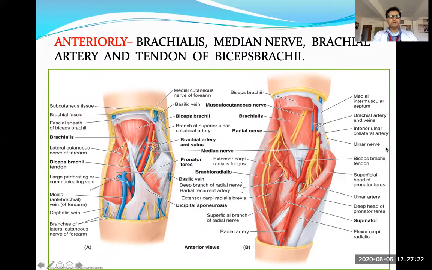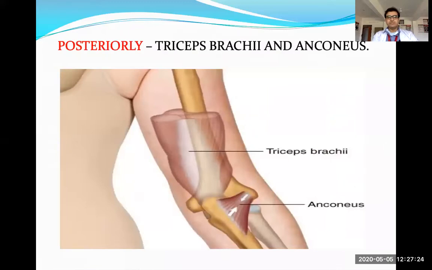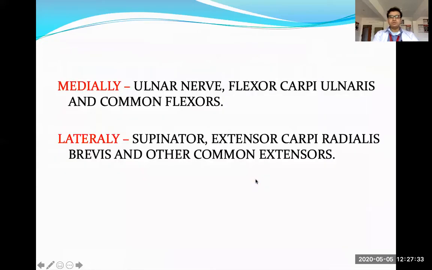Now come to the posterior relation. It is related to triceps brachii muscle and anconeus, only having two muscles on posterior side. Now come to the medial relation, that is ulnar nerve, flexor carpi ulnaris, and common flexors. Now laterally it is related to the supinator, extensor carpi radialis, and other common extensors.